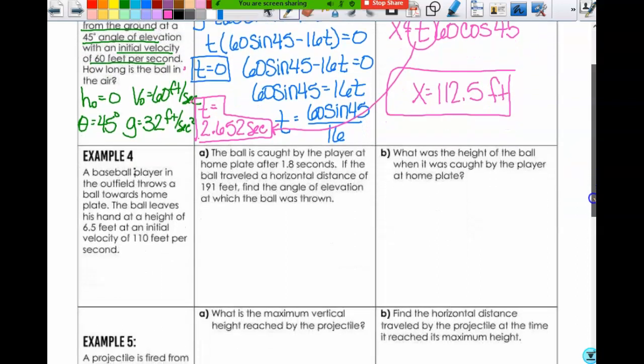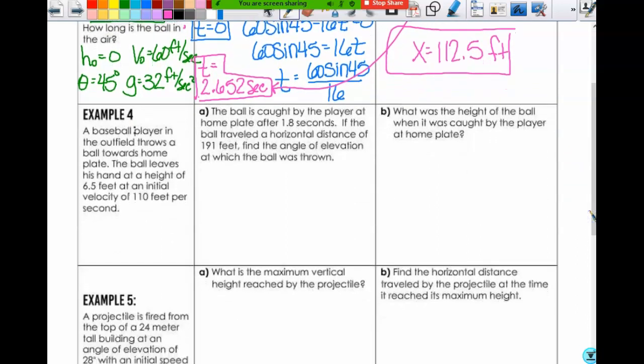Okie dokie. All right. So a baseball player in the outfield throws a ball towards home plate. The ball leaves his hand at a height of 6.5 feet. Initial height, 6.5 feet. Initial velocity, 110 feet per second. Gravitational constant, 32 feet per second squared. That's all I'm getting from that one right now.